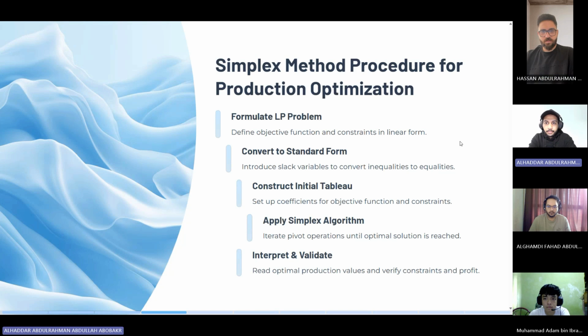Simplex method procedure for production optimization. Formulate the LP problem: define the objective function and constraints in linear form. Convert to standard form: introduce slack variables to convert inequalities to equalities. Construct the initial tableau: set up the coefficients for the objective function and constraints. Apply the simplex algorithm: iterate pivot operations until the optimal solution is reached. Interpret and validate: read the optimal production values and verify constraints and profit.